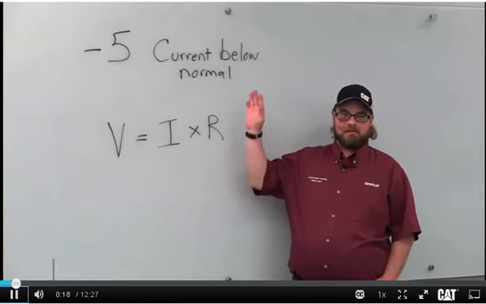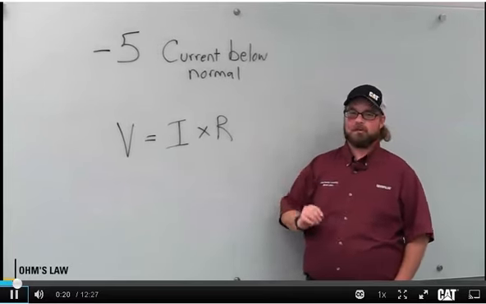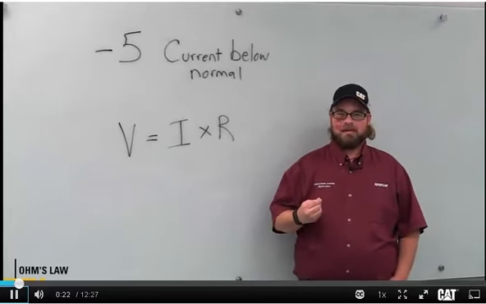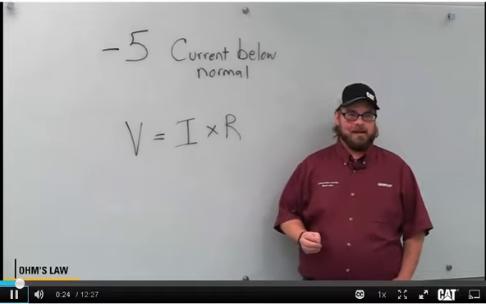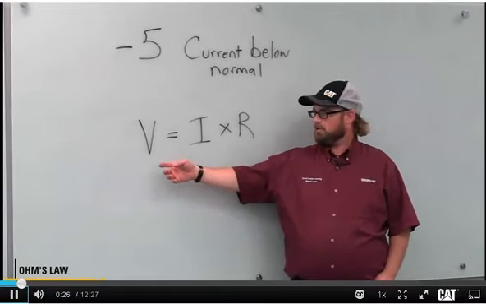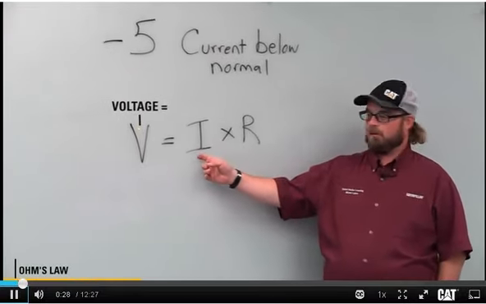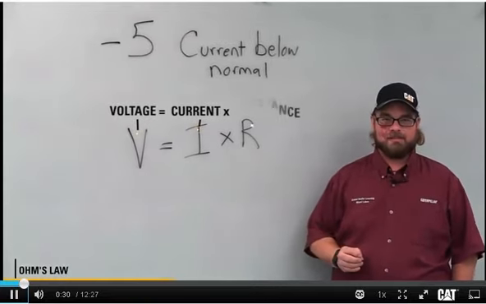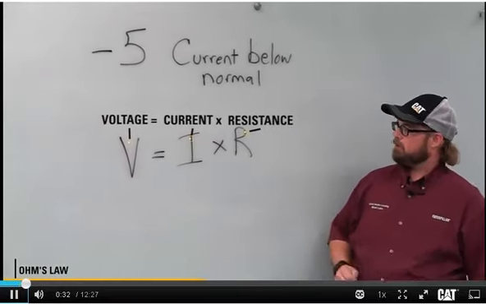We're coming to you again from the Miami Lakes Learning Center, and today we want to talk about the FMI-5 code. So with the FMI-5 code, current below normal, to understand where that's coming from, let's take a quick look back at Ohm's law. Ohm's law is voltage equals current multiplied by resistance. So in this case, current below normal.